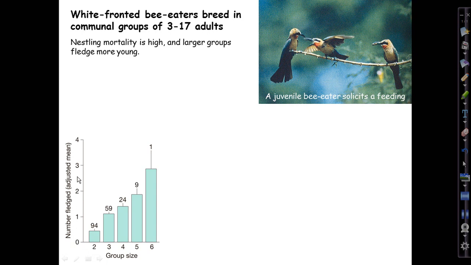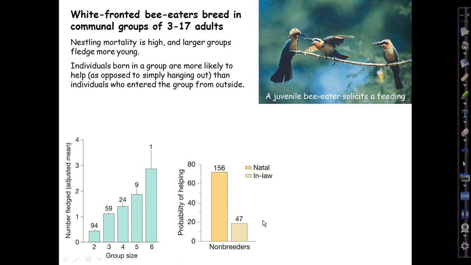So these are the number of fledged babies, some kind of adjusted mean measure, as a function of the group size, anywhere from 2 to 6 adults, and there is a steady, significant monotonic increase in fledging success as a function of the group size. So naturally, the question is, who helps with this protection and feeding of the young?